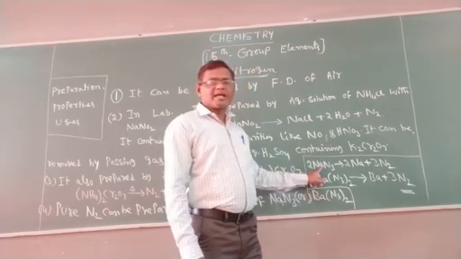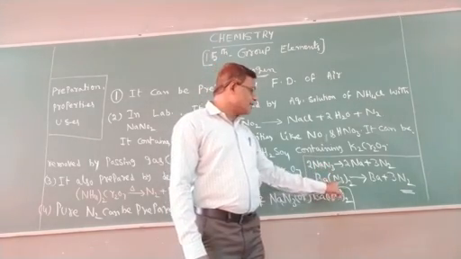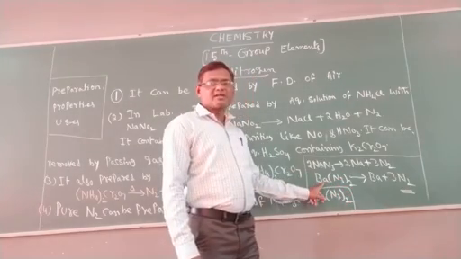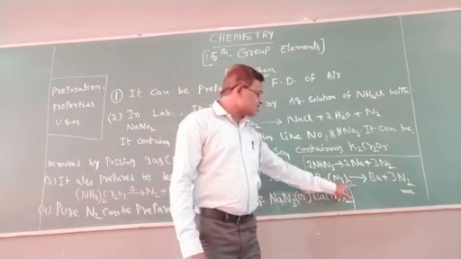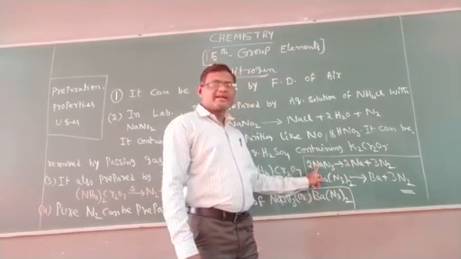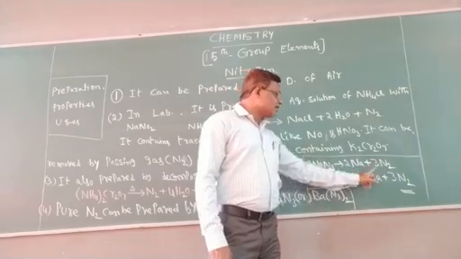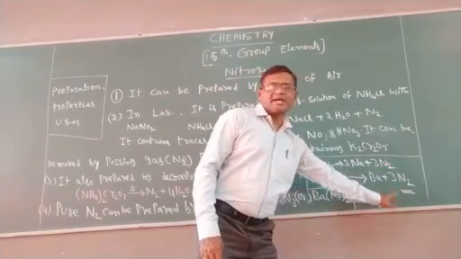Sodium azide has the formula NaN3, and barium azide has the formula Ba(N3) taken twice, because barium is a second group element, it is bivalent. That is why it is taken twice. But sodium is monovalent, so it is NaN3 only. So both undergo decomposition to give the pure form of nitrogen.